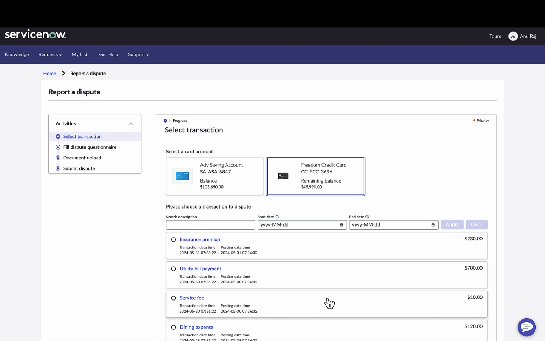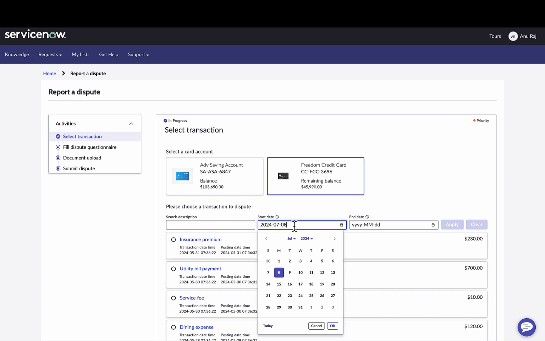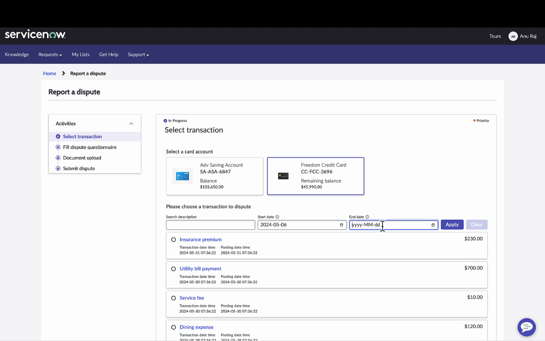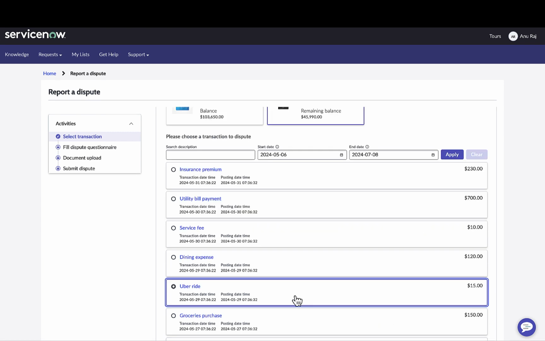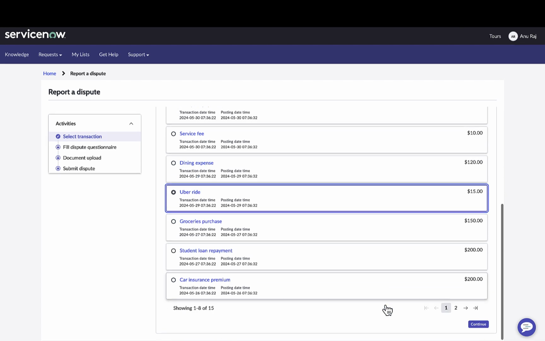From here, all of his recent transactions populate, and he can easily navigate to a specific time period by editing these start date and end date fields. Anu is here to dispute a cancellation charge from Uber, as the driver actually canceled on him. So he selects this transaction and clicks continue.